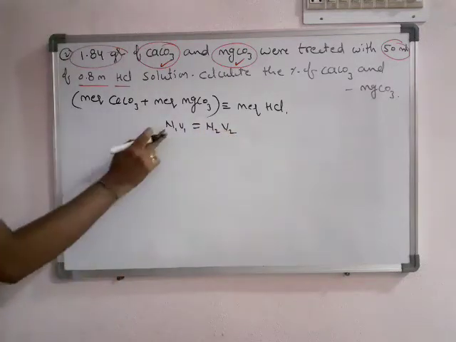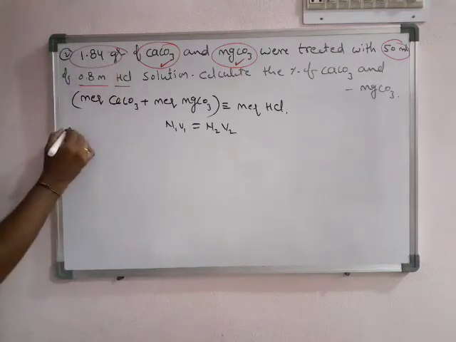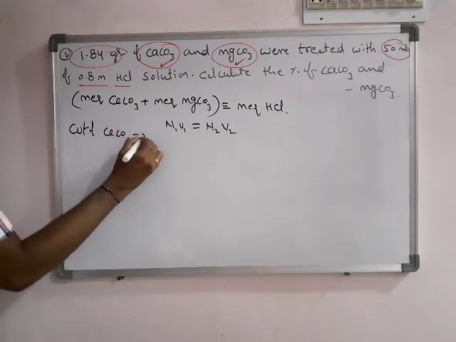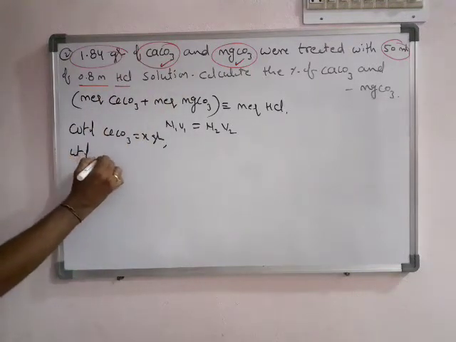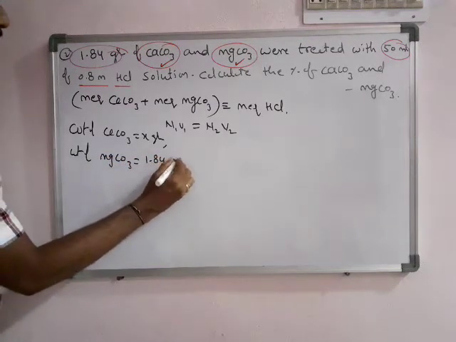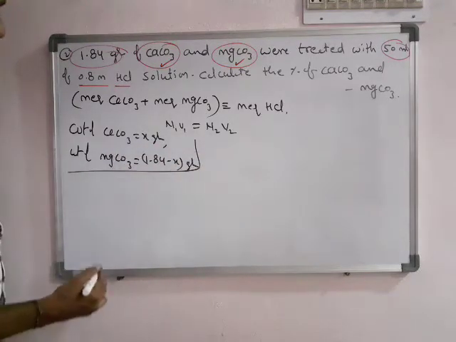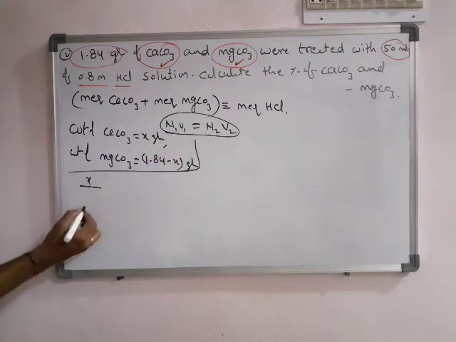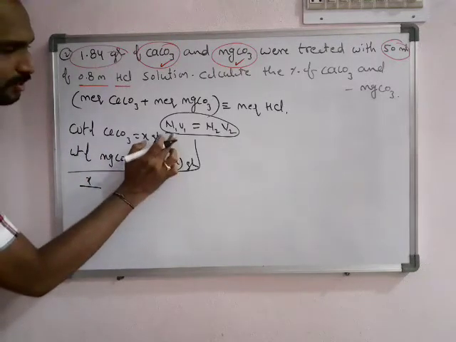N1V1 equal to N2V2. For normality, it is weight by equivalent weight. So let the weight of CaCO3 be x gram. Then what is MgCO3? The weight of MgCO3 will become 1.84 minus x. So from this we start the calculation. For normality we do the calculation weight by equivalent weight.